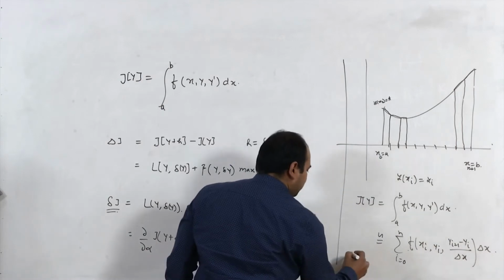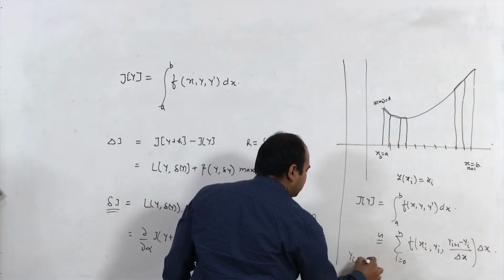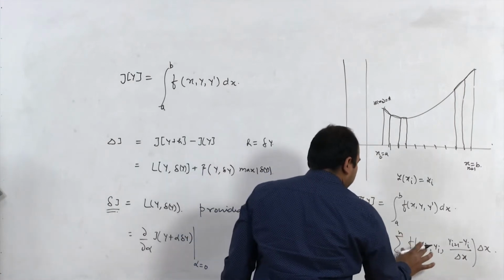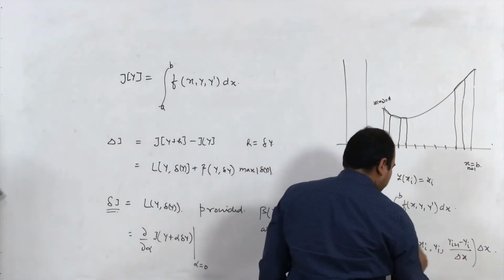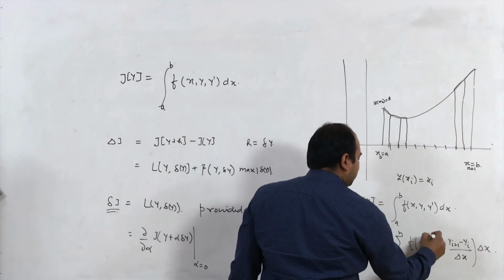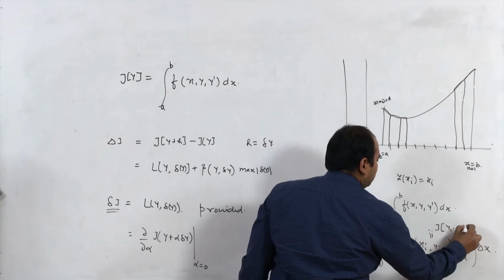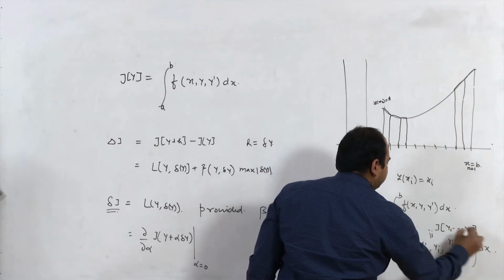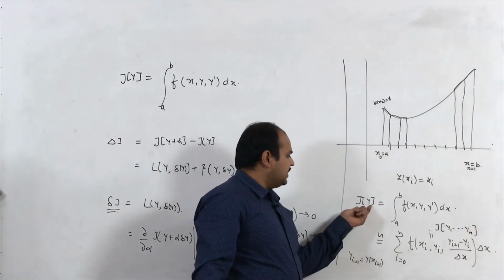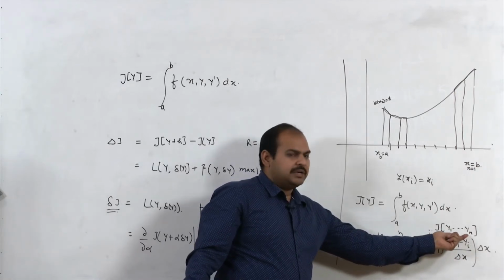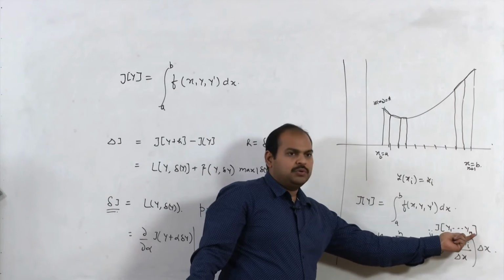So here we are denoting y of i plus 1 as y of x_{i+1}, and we define this quantity as J(y1, ..., yn). The difference is that here this functional is approximated by this function of n independent variables y1 to yn.